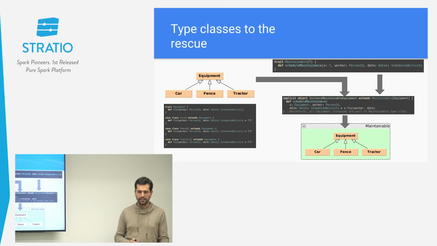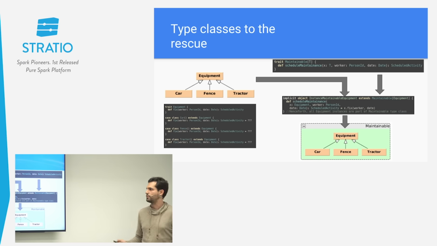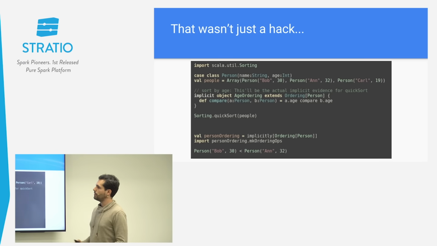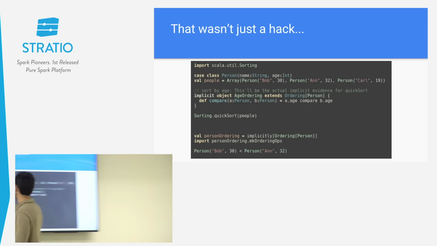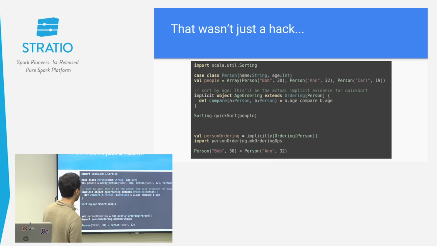This isn't just a hack. This is not a silly example. We are already using this in Scala. You probably have already used it. This is something that I have shown before. We have a class, person, with a name, an age. We have an instance, people. And we need to order them.